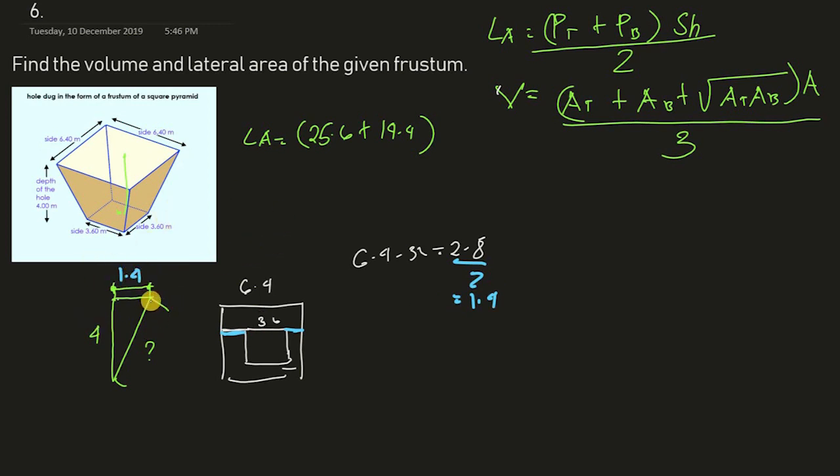So, para makuha natin yung slant height, we just need to use Pythagorean theorem. That would be equal to c squared is equal to a squared plus b squared. So, c is equal to the square root of 4 squared plus 1.4 squared. So, using our calculator, that's equal to, approximately, let's get 2 decimal places, c is 4.24. So, ang slant height natin is 4.24.